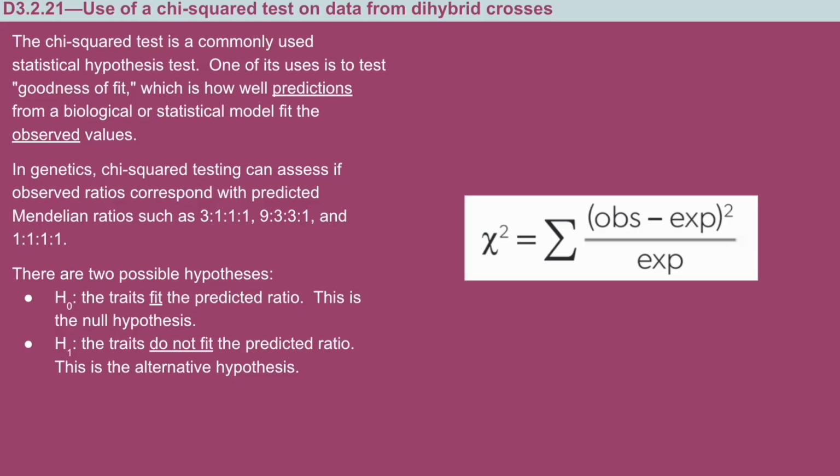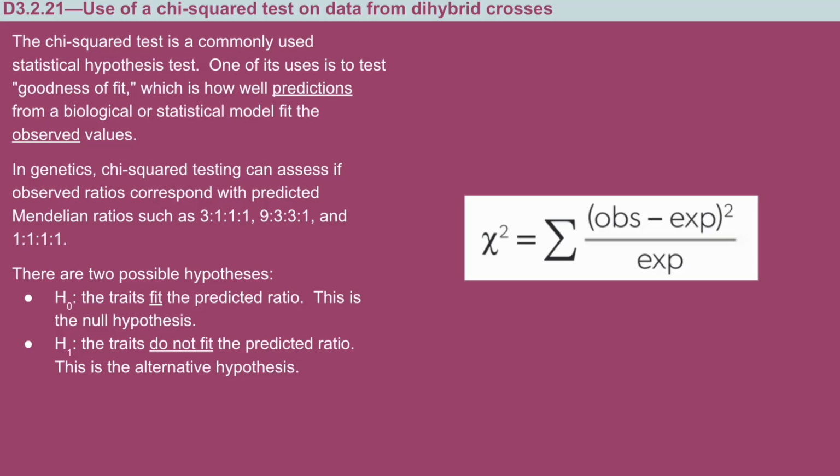All right, let's talk about the chi-squared test. This is a commonly used statistical hypothesis test. It tests goodness of fit: how well does a prediction from a biological or statistical model fit the observed values? Note that we also did a chi-squared test when we did ecology, to study whether two particular species tended to be located at the same location together or independently.